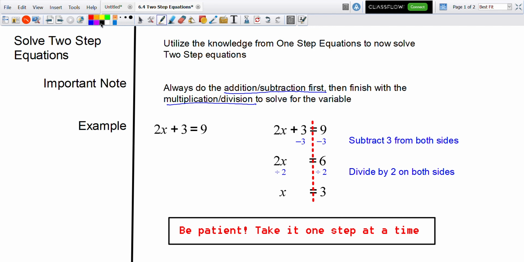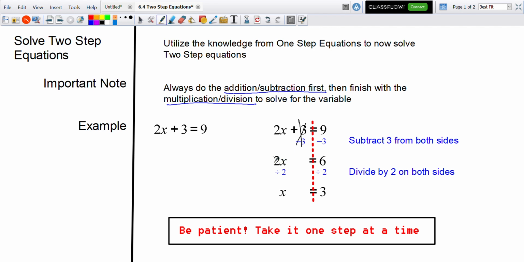And the way to get rid of a positive 3 is to bring in a negative 3, or subtract 3 away, right? Because positive 3 and negative 3 will cancel out. But if I do it to this side of the equal sign, I also do it to this side. 9 minus 3 leaves 6 on the right side of the equal sign here. So now I have 2x equals 6.